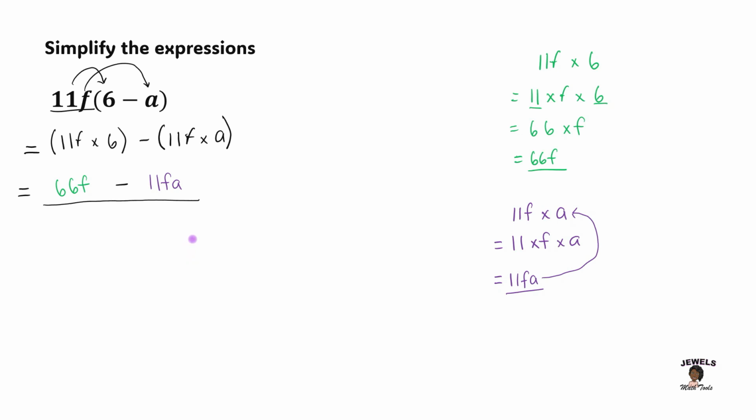Okay, so there you have it. We just simplified another expression using our coefficient with two different unlike terms within our parentheses.